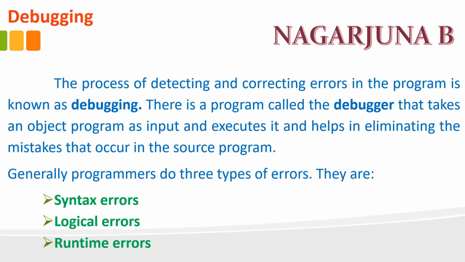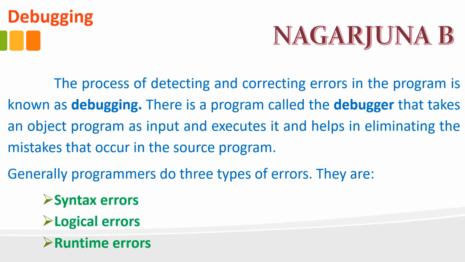Debugger. A debugger is a program which takes an object program as an input, executes it and helps in eliminating the mistakes that are present in the source program. A debugger is a program, also called software, that takes an object program as an input, executes it and helps in eliminating the mistakes that occur in the source program.